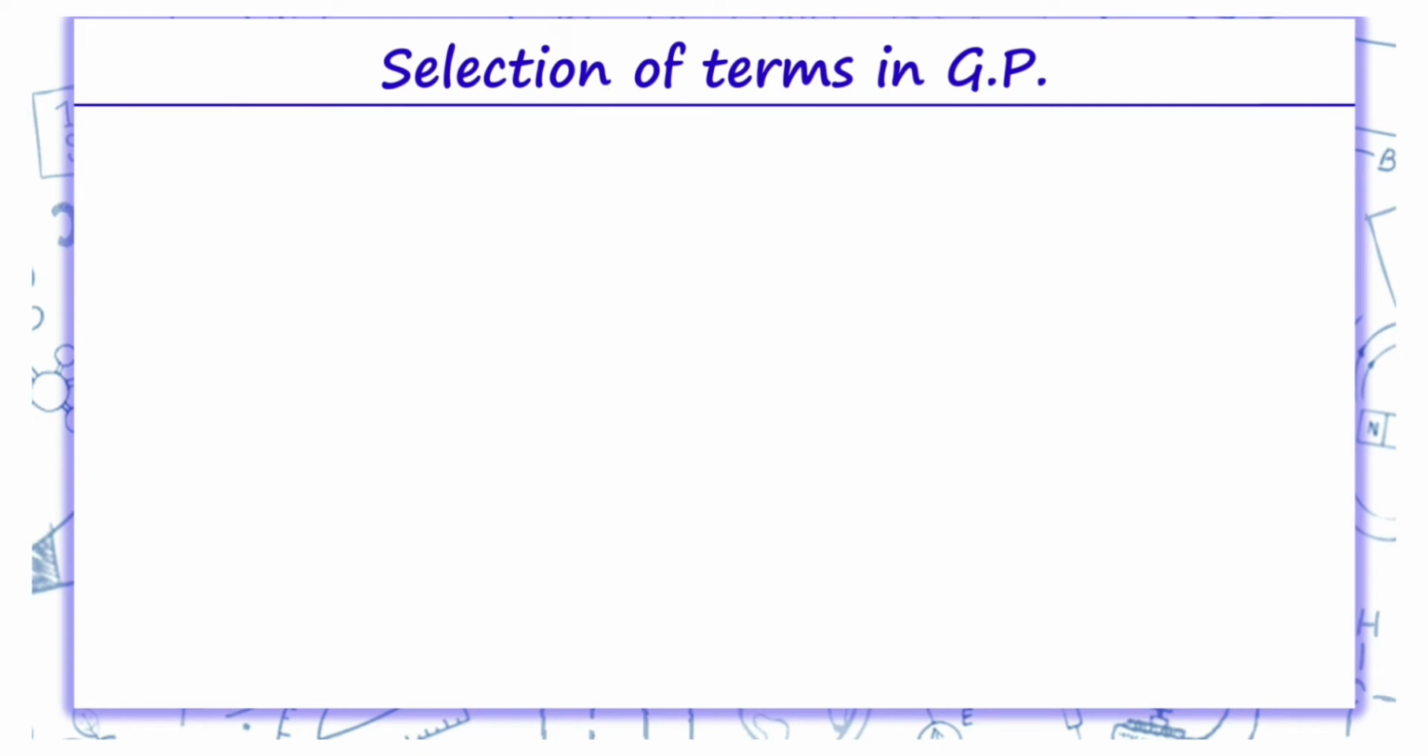Sometimes it is required to find a finite number of terms in a GP. So it is always convenient if we select the terms in a certain manner. Like, I have to select 3 terms of the GP. So the 3 terms will be selected like A by R, A, AR. So here the common ratio comes out to be R.